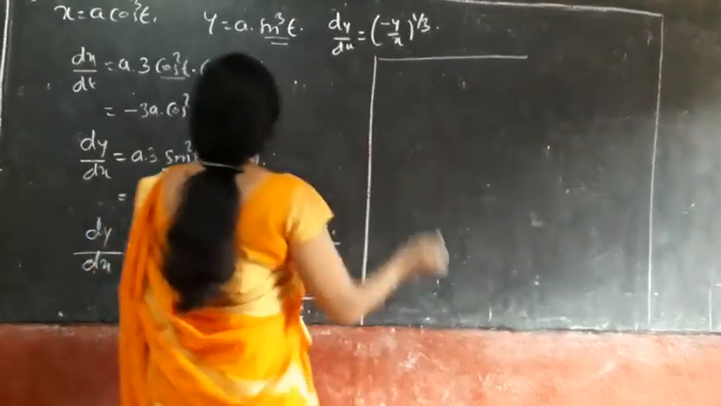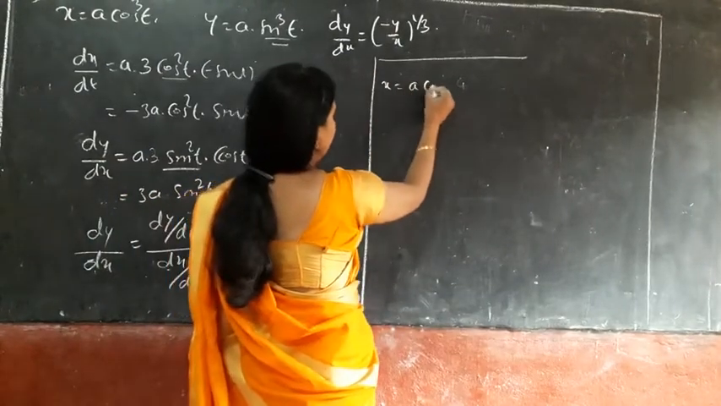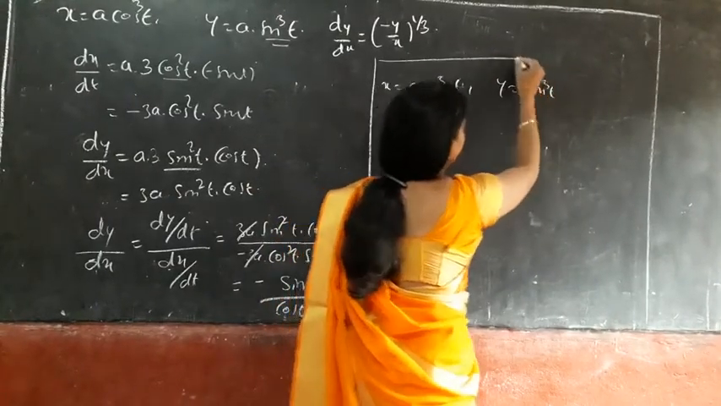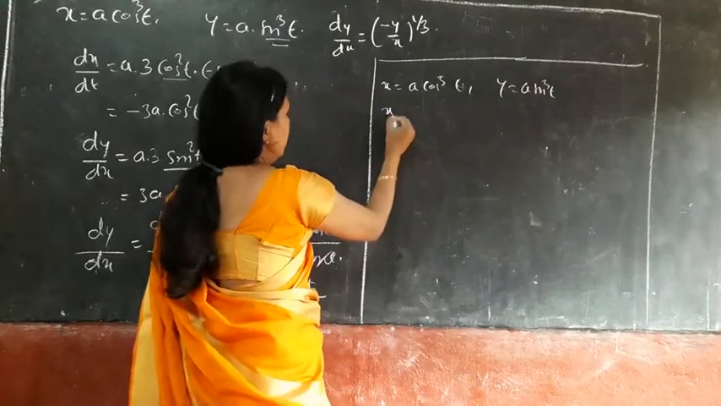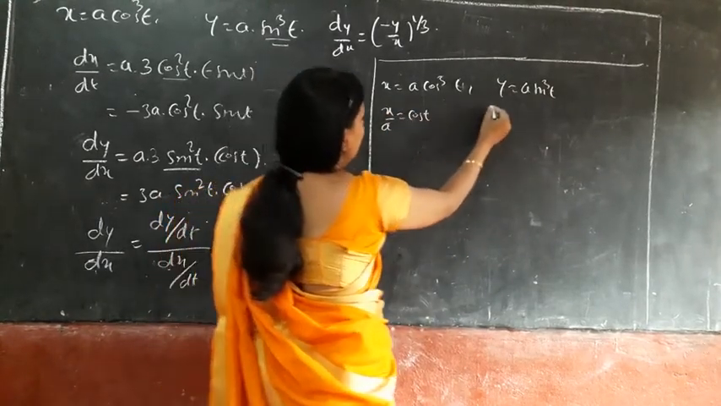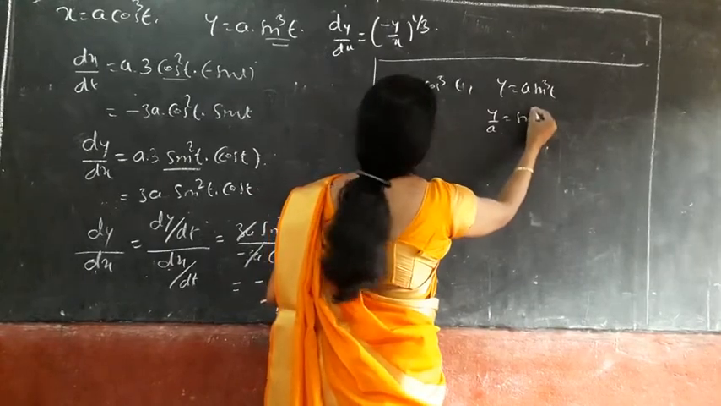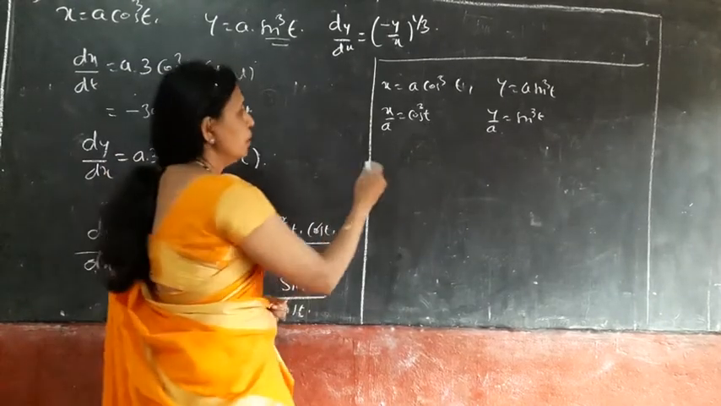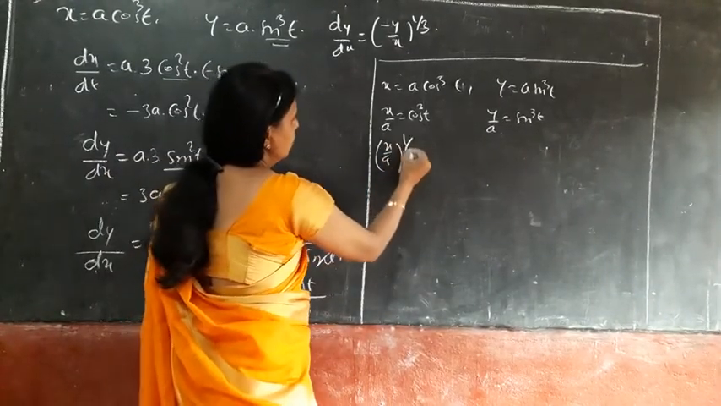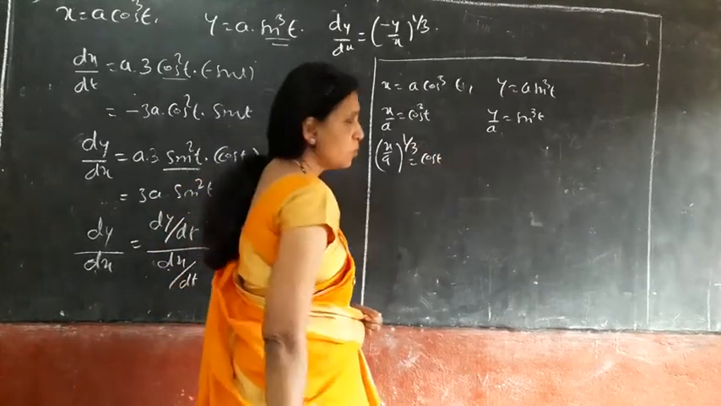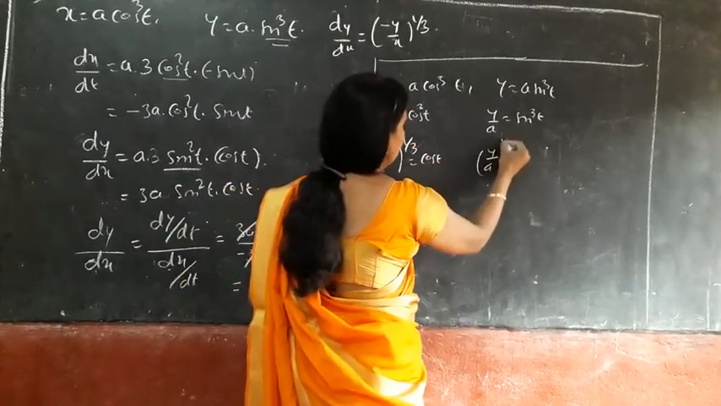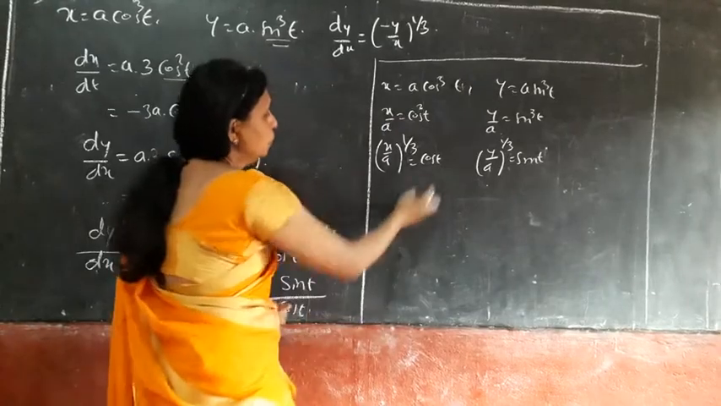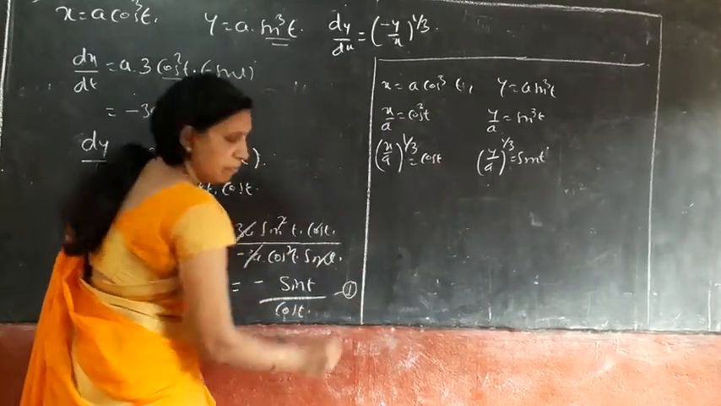Now consider the given equations, that is x equal to a cos cube t and y equal to a sin cube t. Now we can write x upon a equal to cos cube t and y upon a equal to sin cube t. To remove this cube, taking power as 1 upon 3 on both sides, this becomes (x upon a) raised to 1 upon 3 equal to cos t, and this becomes (y upon a) raised to 1 upon 3 equal to sin t. Now put this value in this equation. Let's take the equation first.